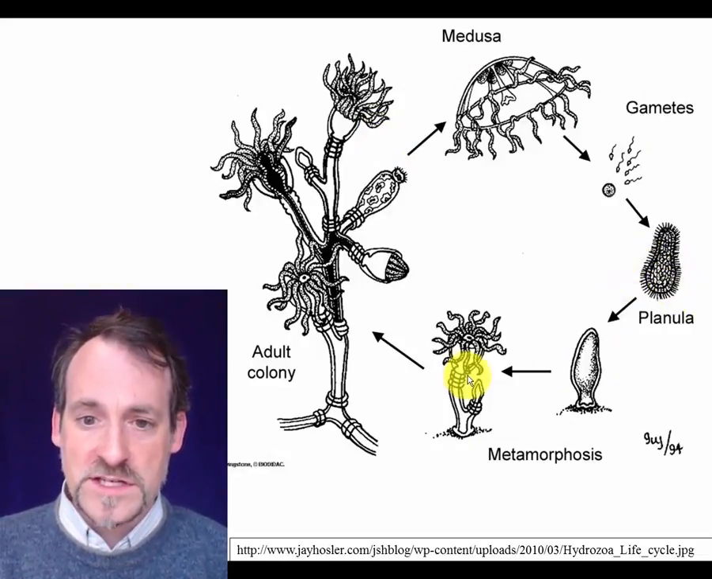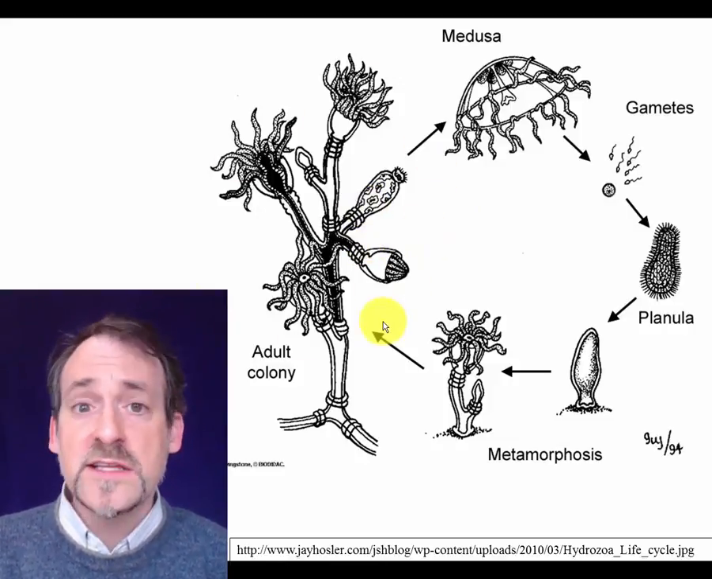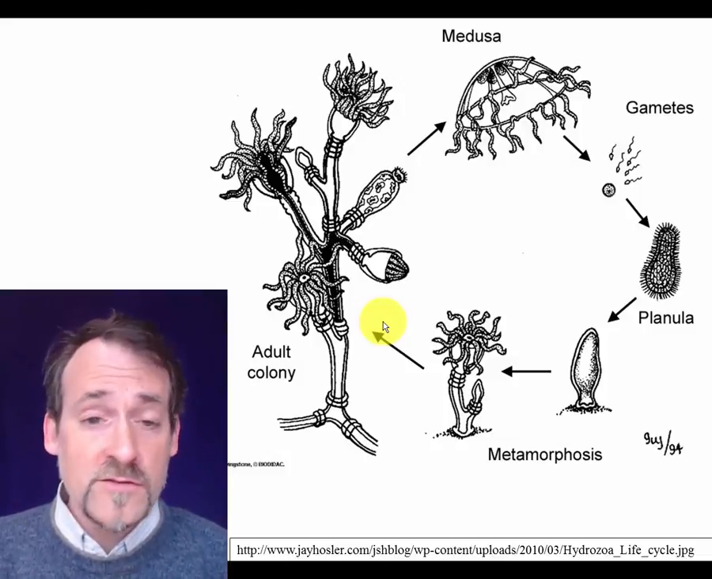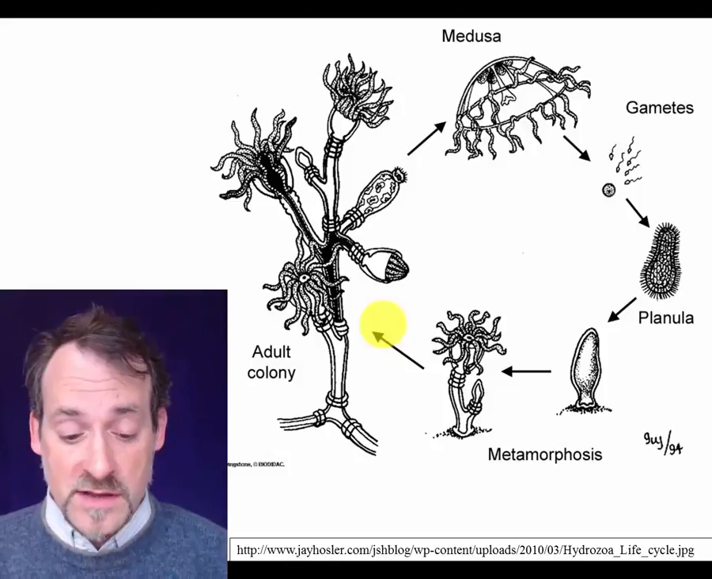All of these events, the metamorphosis, the different life forms, the colonial growth form, are alien to us. But a lot of organisms do these sorts of things. They have much more complex life cycles than we do.